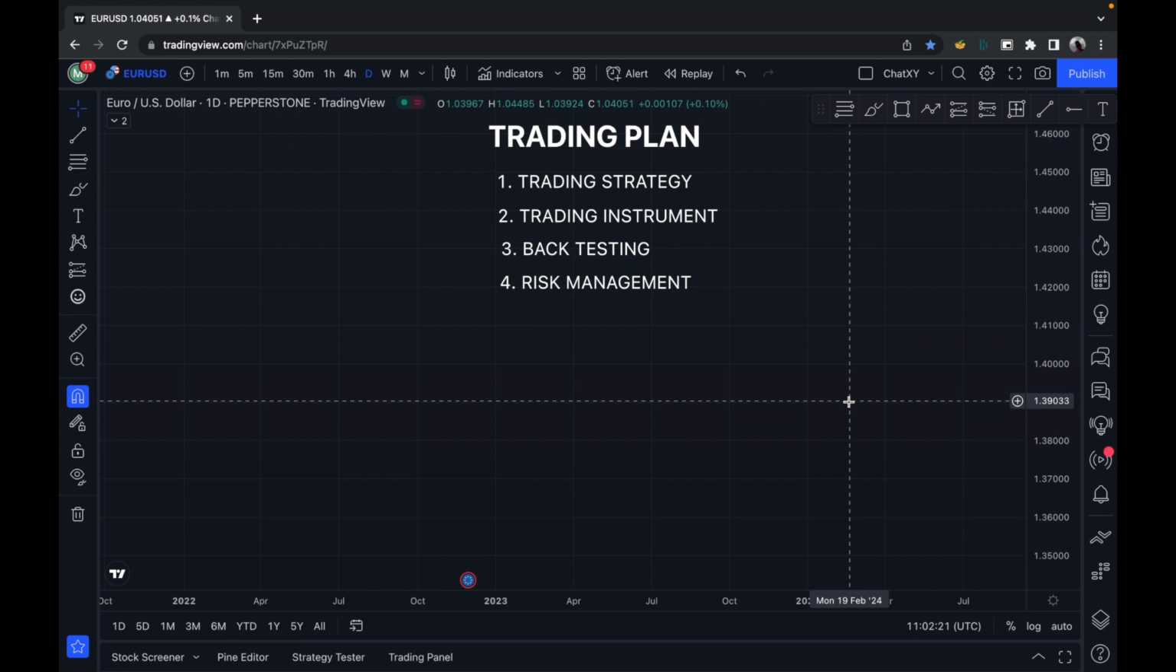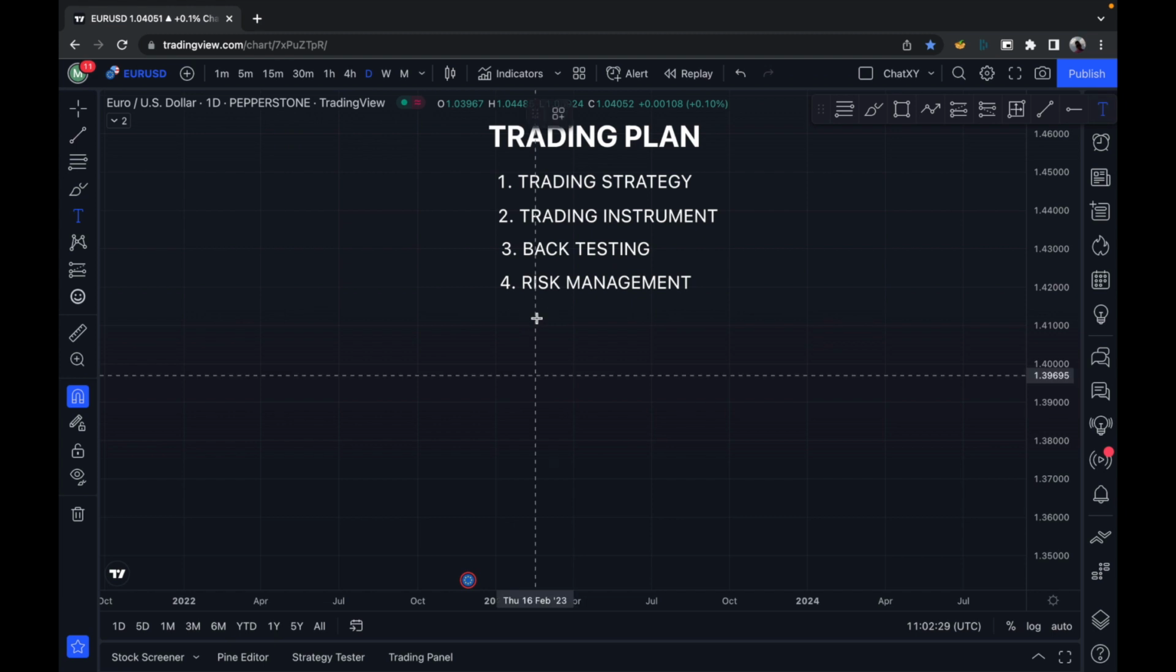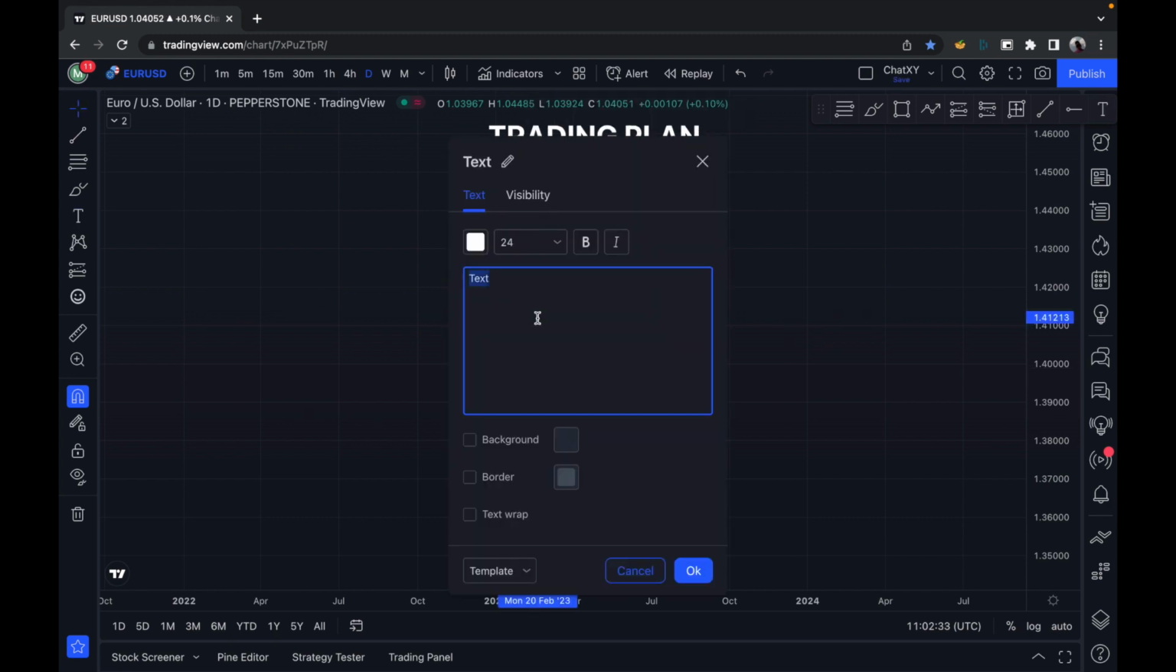And then the next point I'll mention is trading time, or some people say trading session, whichever one you call it, it all works. So the fifth point is trading time.